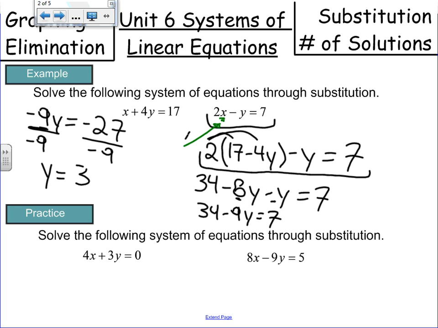Y is equal to 3 is great. That's half of our answer. That only gives us one part of the point we're looking for. How are we going to figure out the other point? Now you can substitute 3 into one of the original equations, and that will give you your x value. I'm going to erase this right-hand side. Is everyone okay with that?